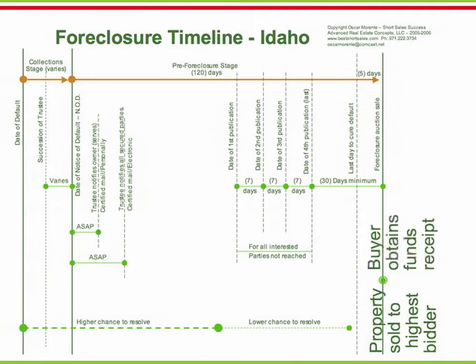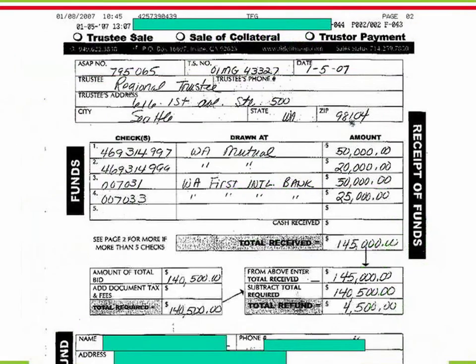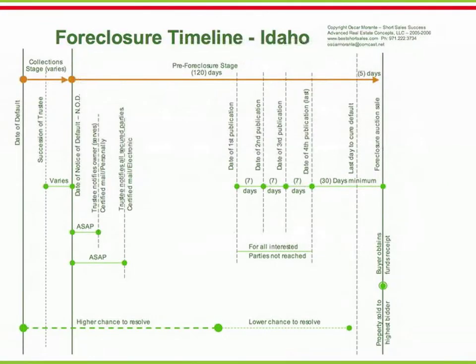On auction date, the property will be sold to the highest bidder. The highest bidder will need to pay 100% cash for the property if the bid is accepted. In exchange for the cash, the bidder will obtain a funds receipt from the trustee. If no one buys, the property will be reverted to the foreclosing creditor. This is a funds receipt sample.